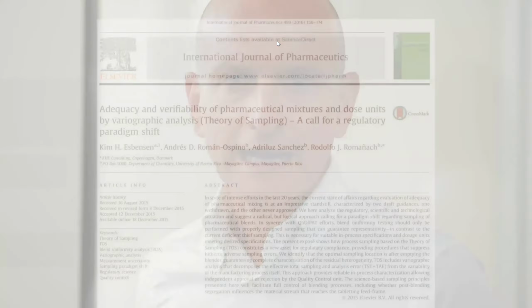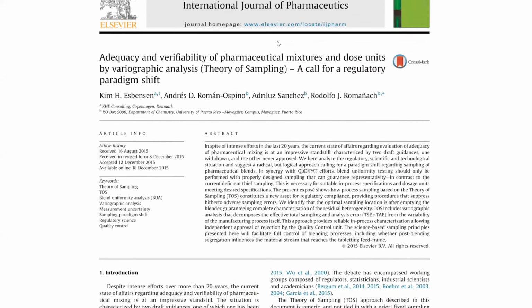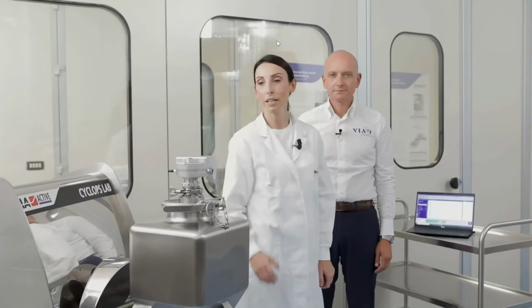If you are interested in having more information regarding this effect, I really suggest you read the article on paradigm shift of sampling theory from Professor Romanak. Let's now get to the equipment.